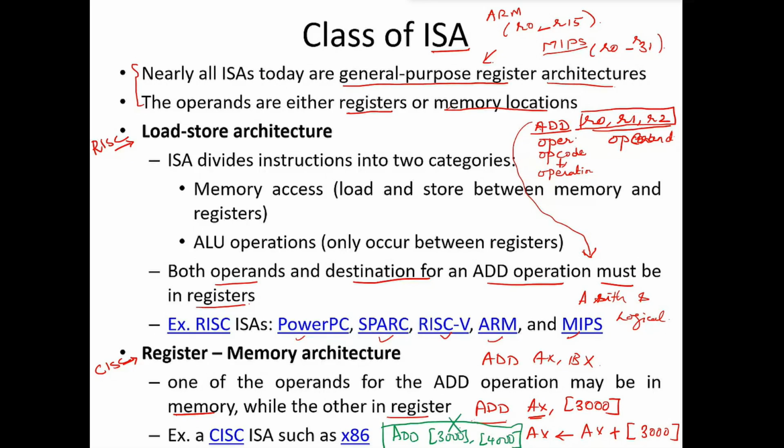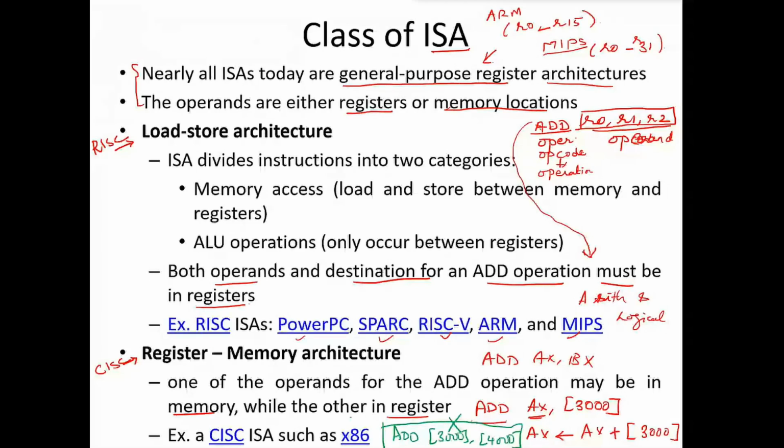But this is completely wrong. Because clearly, what is that architecture? It is a register-memory architecture, which means one operand should be in a register, the other operand should be in memory. Both the operands should not be in memory. For any instruction set architecture, please remember, only one operand should be in memory. The other operand should be in registers.